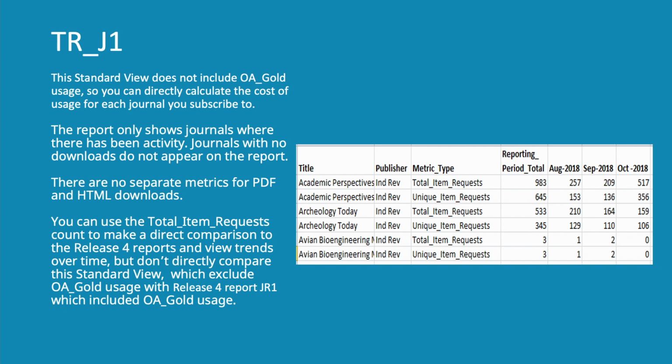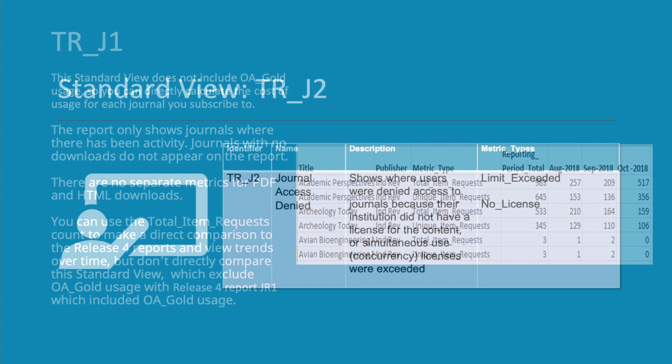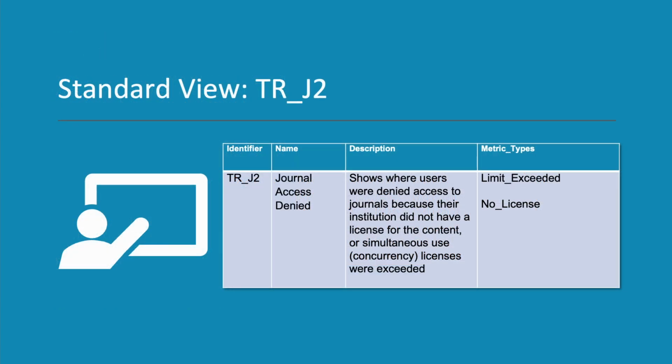Librarians using Release 4 will be aware that you used to need 2 reports to achieve usage calculations: JR1 to show all usage and JR1 GOA to identify OA Gold usage, where JR1 GOA needed to be subtracted from JR1 to calculate cost per use. This slide shows an example of the Release 5 standard view TRJ1, and for convenience we have hidden some of the columns from view.